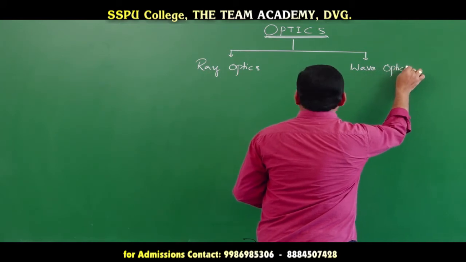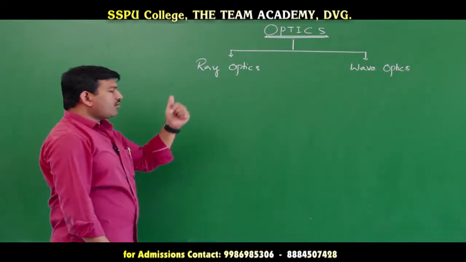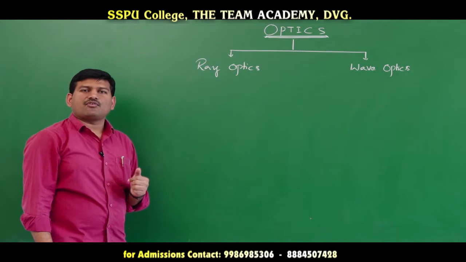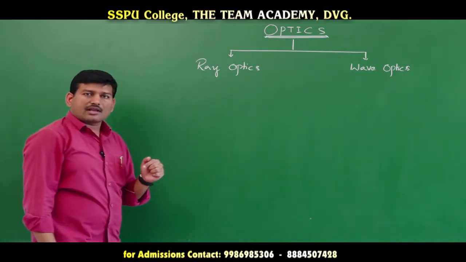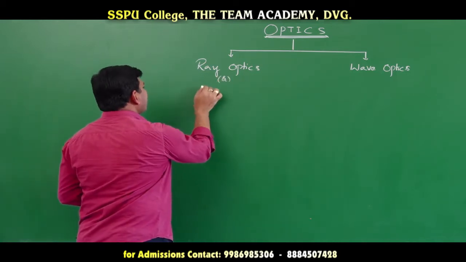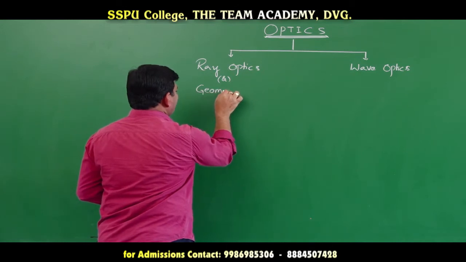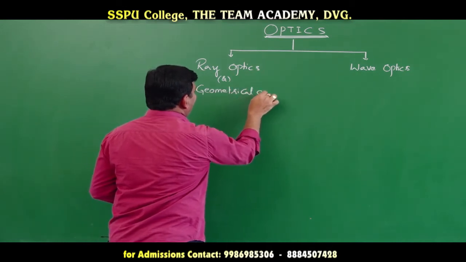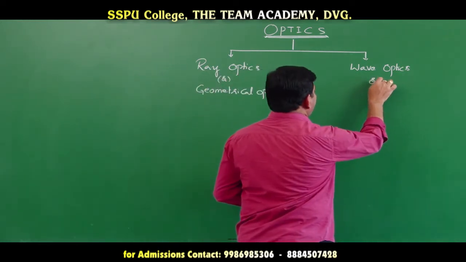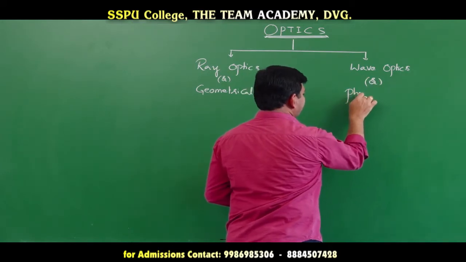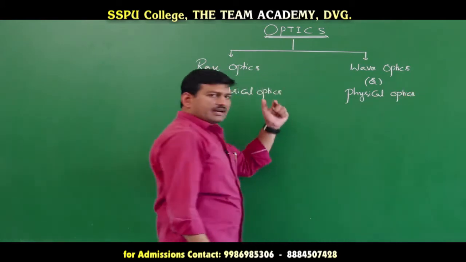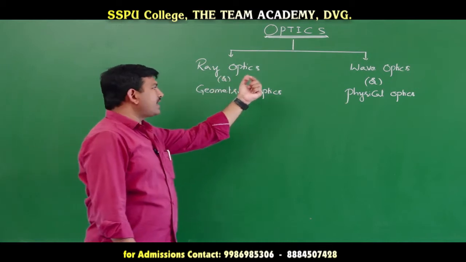Coming to ray optics, in this kind of optics we will be studying the phenomena of light by treating light as traveling in the form of straight lines. That means treating light as a ray. So this ray optics is also called geometrical optics. Whereas wave optics is also called physical optics.